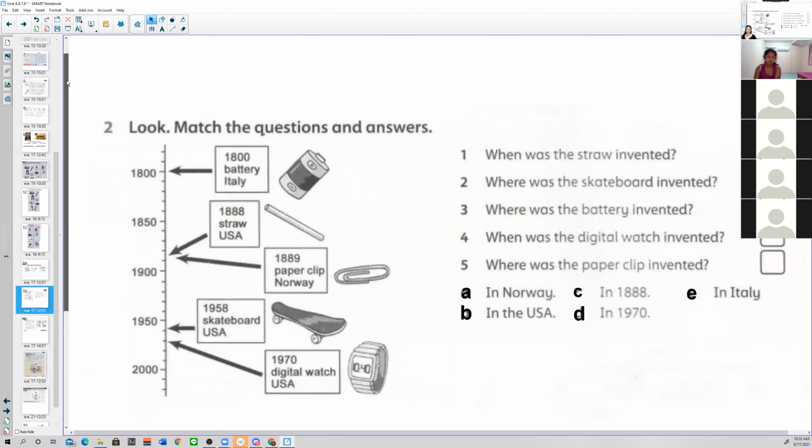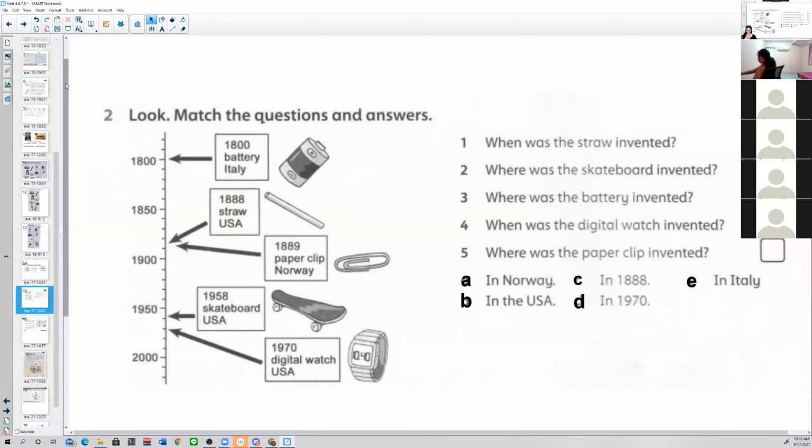Right. This one, look and match the questions and answers. So look at the timelines.